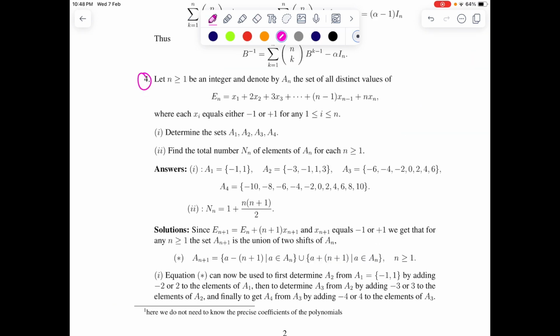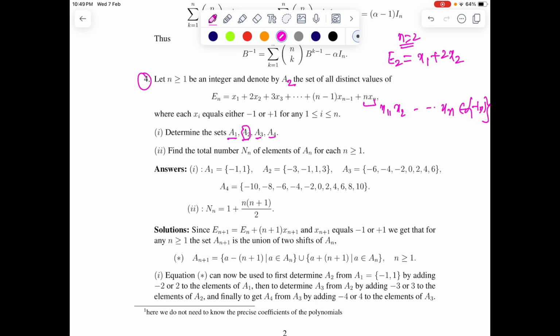Okay, so this is again a JEE relevant problem. For n greater than or equal to 1, an integer, denote A_n as the set of all distinct values of this, where all these x_i's, so x1, x2 till xn, belong to either minus 1 or 1. In the first question you have to find the sets A1, A2, A3, A4. So let's understand the meaning of A2. If I put n equals 2, A2 becomes 2x2.